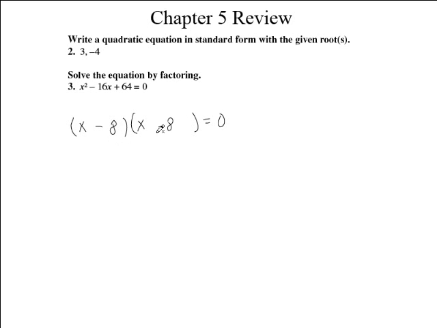So there you go. So now when you have these two things multiplied together and equal to 0, you just set them both equal to 0. Actually, let's do this. Set x minus 8 equals 0. Now the other one's exactly the same thing, x minus 8, so I don't have to do it twice. I can just do this. So x equals 8. That's all there is to that one.